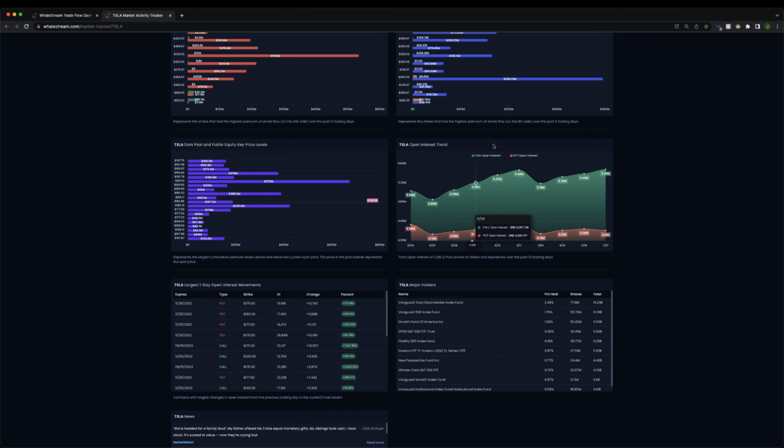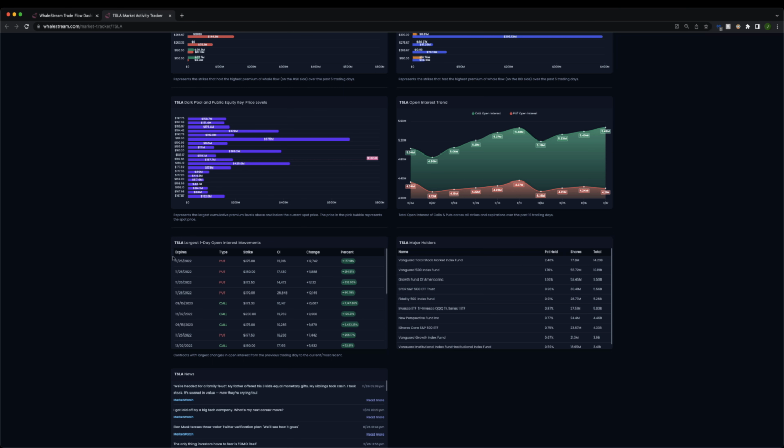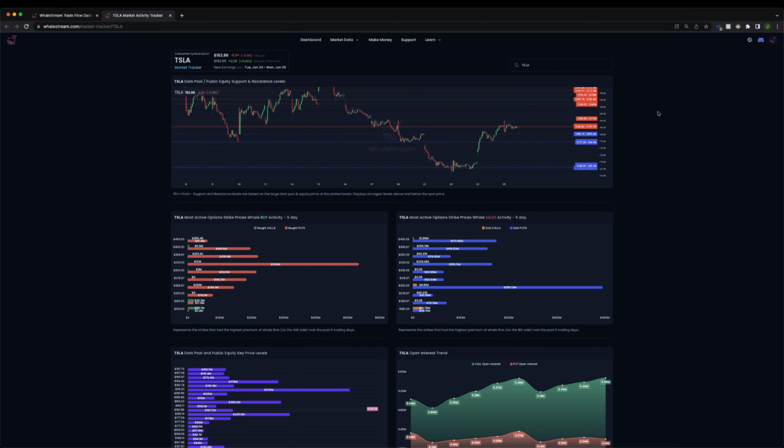Over here we have the overall open interest summary over the last few trading days. It is total calls open interest across every strike, every expiration, and total puts open interest over every strike and expiration as well. And it just shows you how that open interest has changed over the past few days. Then you'll see today's open interest movements, so the largest increases and decreases of open interest on that symbol, the major holders, and news. Extremely useful. Refresh this page throughout the day to get updated levels and stuff like that, and it's an extremely powerful tool.